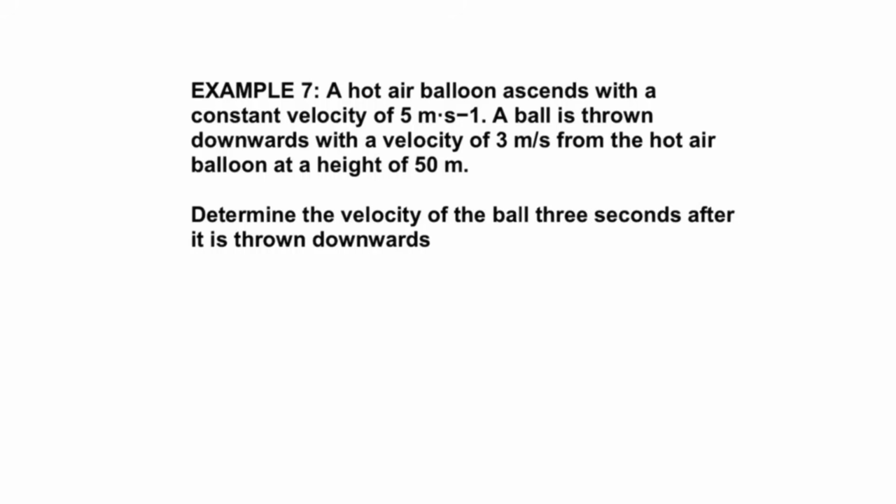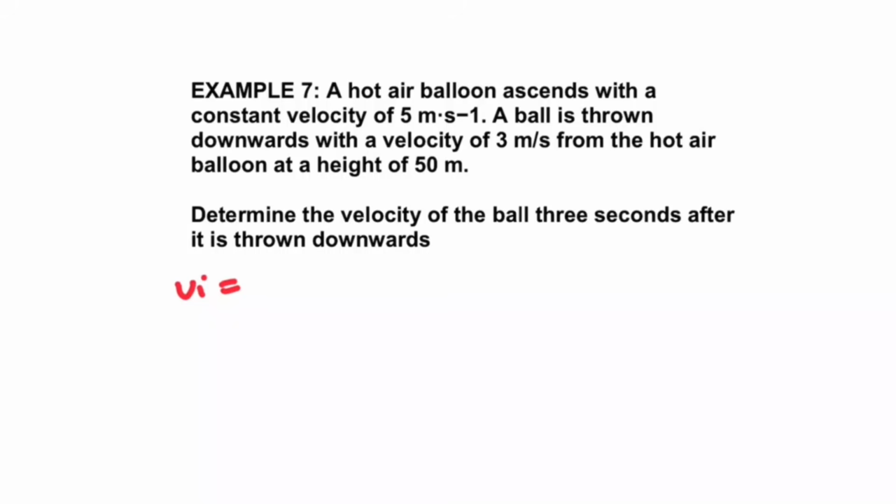A hot air balloon ascends with a constant velocity of 5 meters per second. A ball is thrown downwards with a velocity of 3 meters per second from the hot air balloon at a height of 50 meters. Determine the velocity of the ball 3 seconds after it is thrown downwards. Let's concentrate on the initial velocity of the ball before we worry about everything else. So the initial velocity of the ball will be that of the balloon plus that at which it is projected. But we need to pay close attention to the direction.